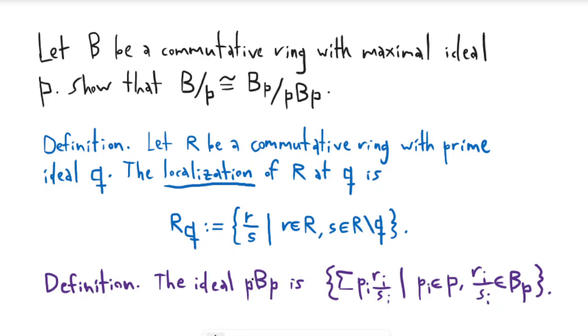And then the ideal pBP, this is the ideal lying above P. And this is just the ideal generated by these products. Okay, so it's sums of products where the PI is in P, and then the RI over SI is in BP. So it's kind of like the smallest ideal of BP that contains the original ideal P.